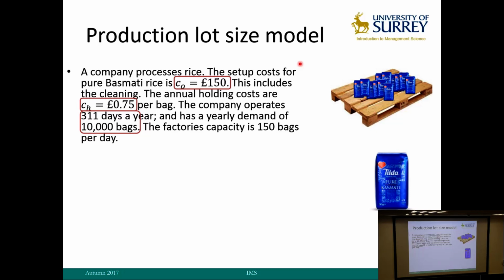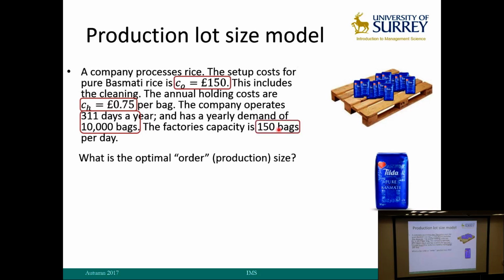Every time we set up and start up our production line, we need some cost. Every time we order from outside, we also need to pay for the delivery or something. That's basically an interchangeable concept. And the annual holding cost is based on how many bags we have. The company operates 311 days a year. And the yearly demand, the total demand for a whole year, the big D, we estimate. And factory capacity is 150 bags per day. So this is our everyday production.